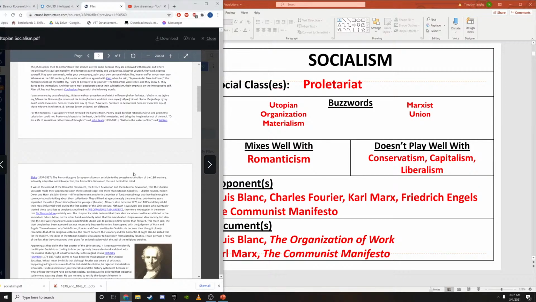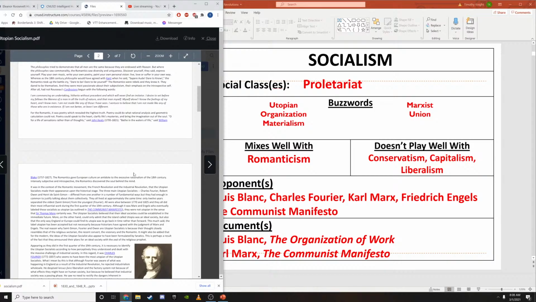The Romantics gave European culture an antidote to the excessive rationalism of the 18th century. Intensely subjective and introspective, the Romantics discovered the soul behind the mind. It was in the context of the Romantic movement, the French Revolution and the Industrial Revolution, that the utopian socialists made their appearance upon the historical stage.